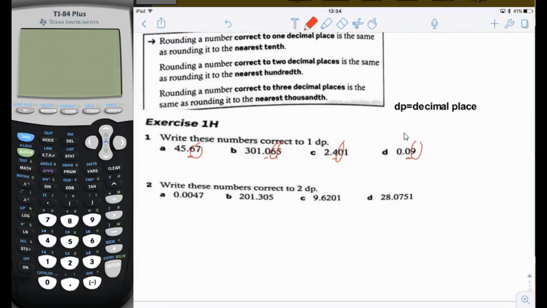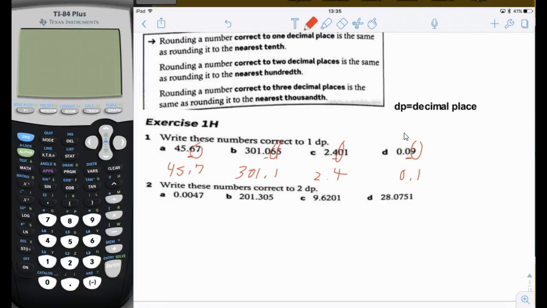So the 7 we're going to look at, and we're going to say, okay, yeah, we are going to round the 6 up to a 7. The 6 we're going to look at, and we're going to say, okay, we are going to round the 0 up to a 1. Here we're going to look at the 0 and say that we are going to keep the 4 as is. Here we're going to look at the 9 and we're going to say we're going to round the 0 up to a 1.